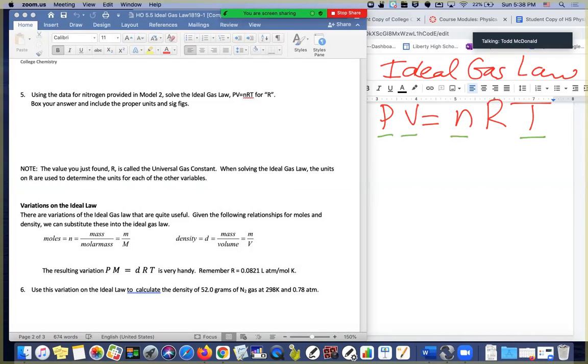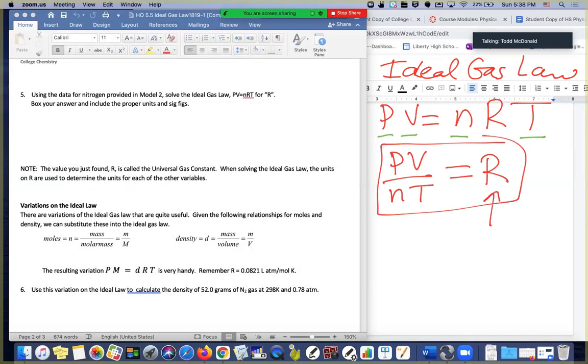In fact, if I were to move all four of those to one side of my equation and set up a proportion, we would say that pressure times volume divided by number of moles times temperature is equal to this R. Okay, what is R? R is what we call the gas constant. It's called the universal gas constant. And it is something that we're going to use. It's 0.0821, the value we tend to use in college chem.